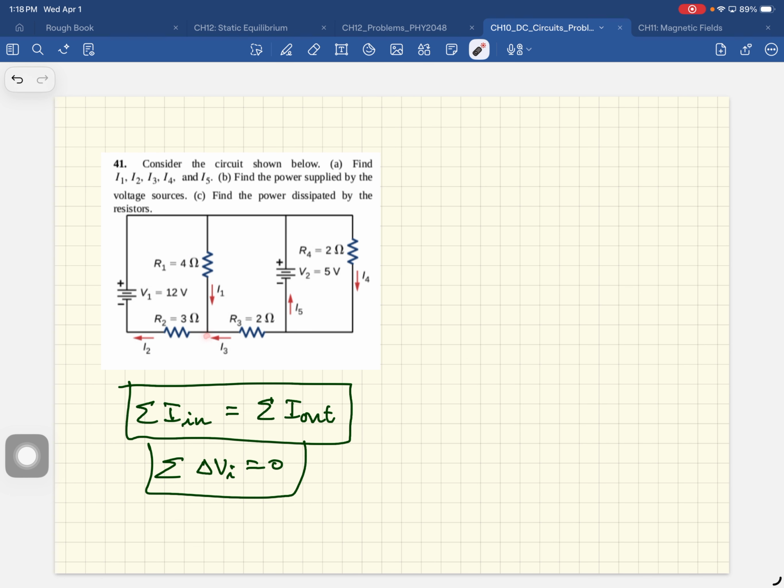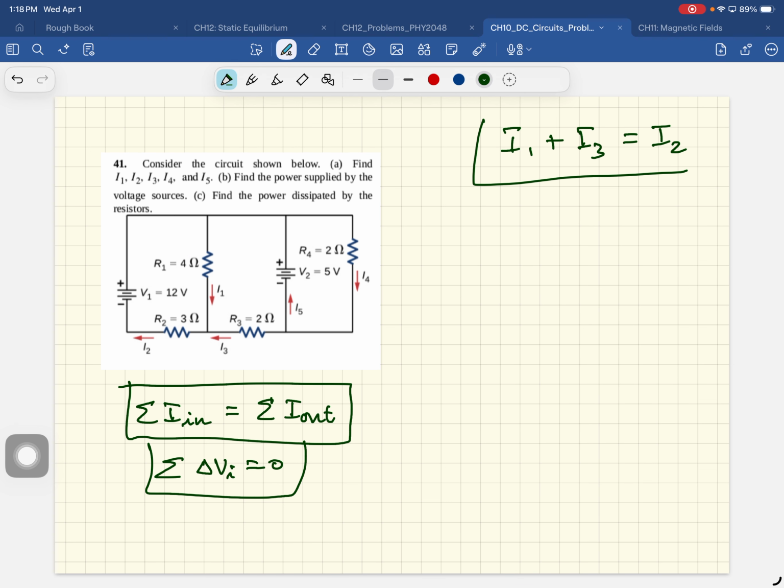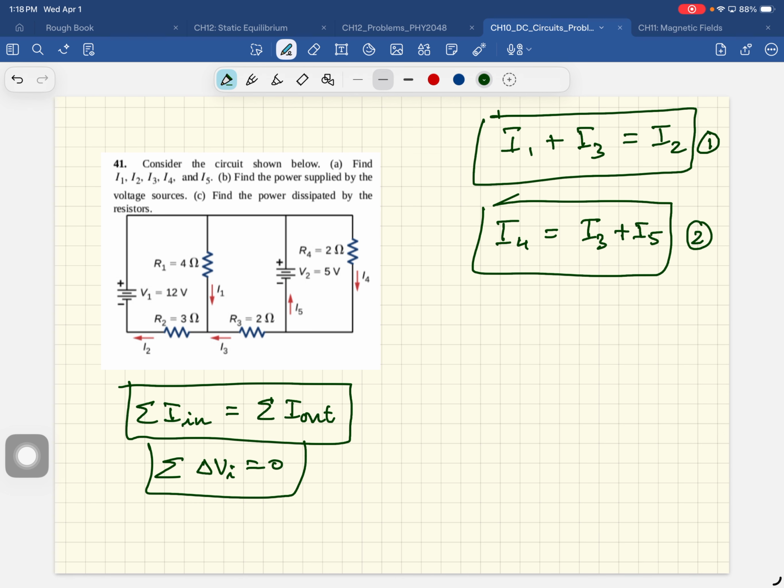In this junction, I1 and I3 are flowing in and I2 is flowing out. So I1 plus I3 equals I2. There is equation 1. Now apply it to this other junction. Help me out with this junction. What is flowing in? I4. What is flowing out? I3 and I5. So you have your two equations there.